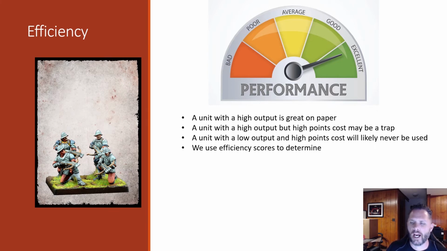A unit with a high output is great on paper. A unit with a high output but high point cost may be a trap unit. And what we mean by saying trap unit is it looks really good on paper, but when you field it, you're going to be disappointed a lot because you're paying too many points. It may not be, but it's something to look for. A unit with a low output but a high points cost will likely never be used. And in several games, which we won't go into, those are common.